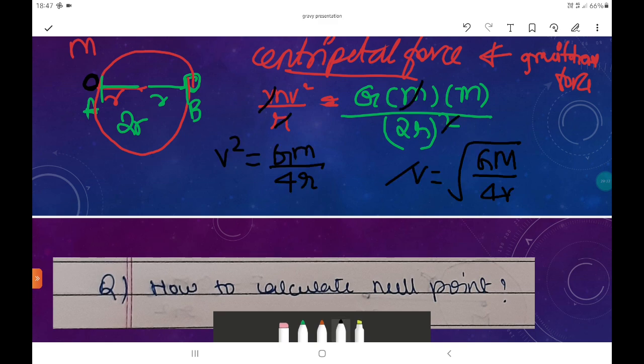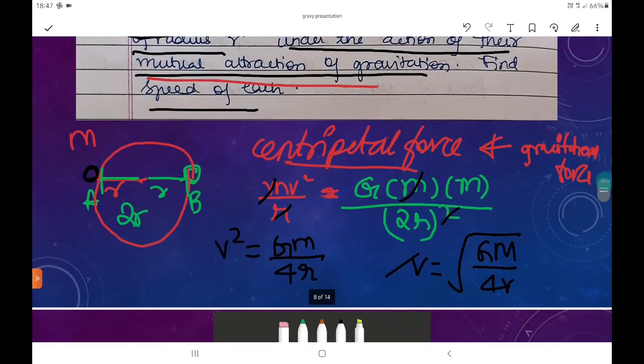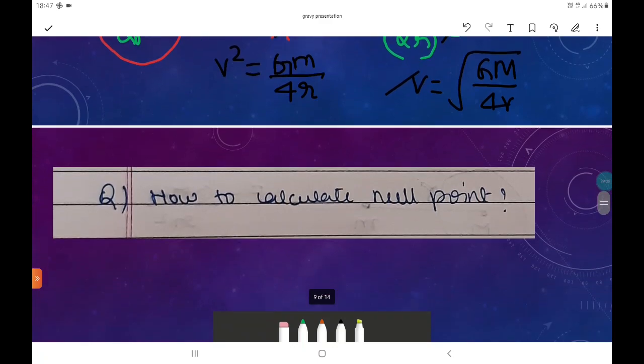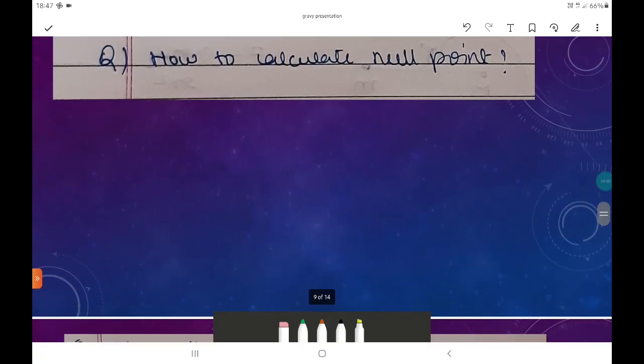So what was the concept here? You just need to equate gravitational force with centripetal force. That's it. Next, how to calculate null point. This is one concept. What is null point?